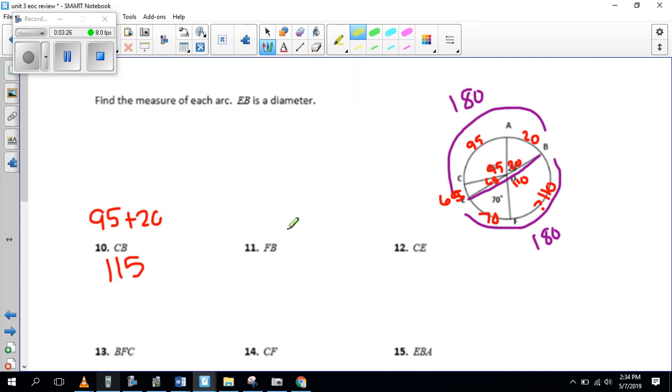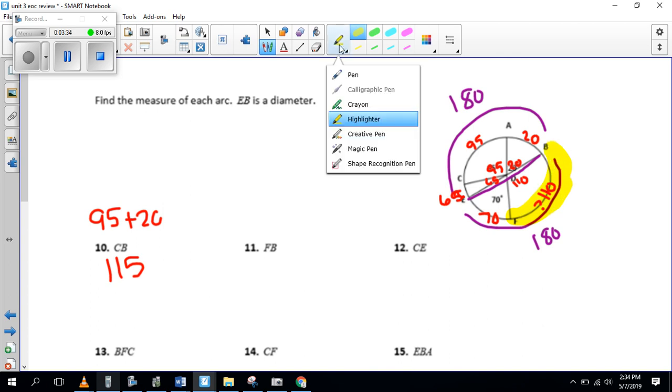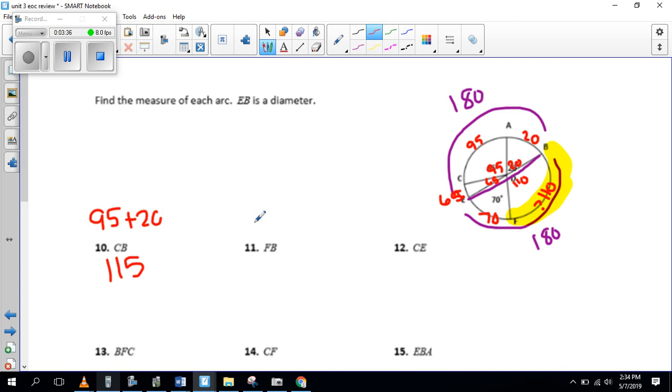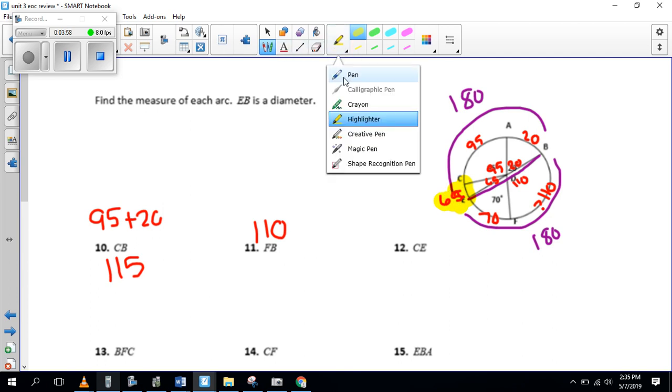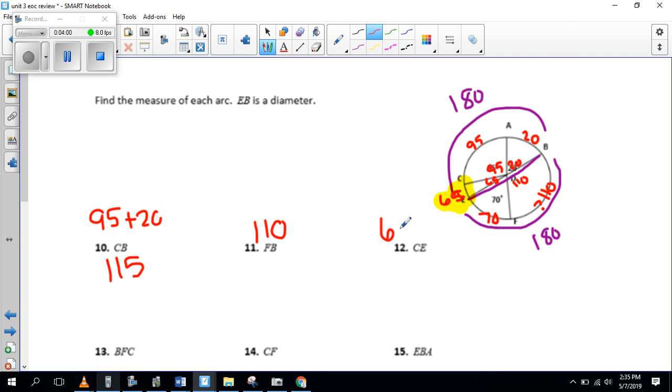We're going to do F to B. So here's from F to B, and we already have that figured out as 110. That was easy. You didn't have to add anything because we had already done the work. I'm telling you, doing the work ahead and labeling the measure on the circle makes it so much easier. Okay, the next one, it says from C to E. I kind of covered it up, but it's this part here. I already have it done because I went ahead and worked it already. So we got 65.